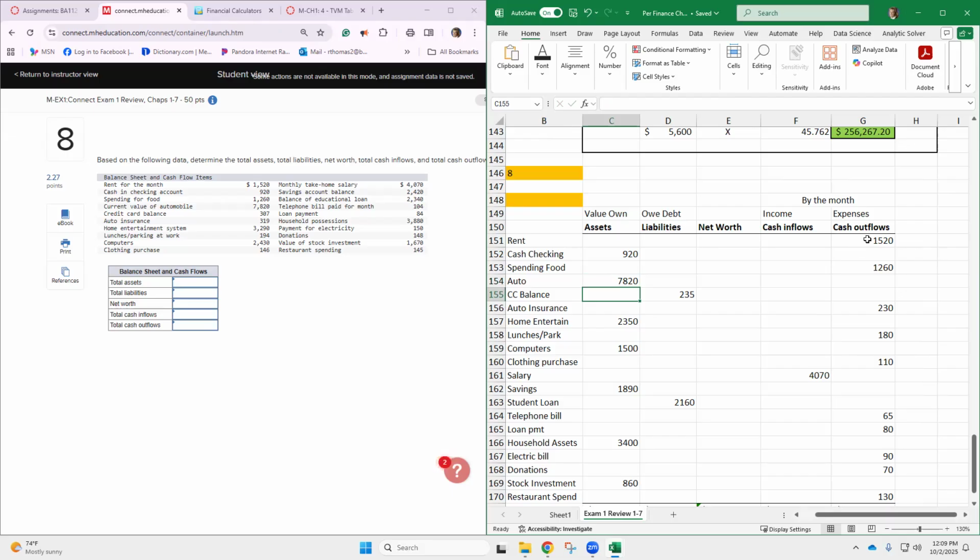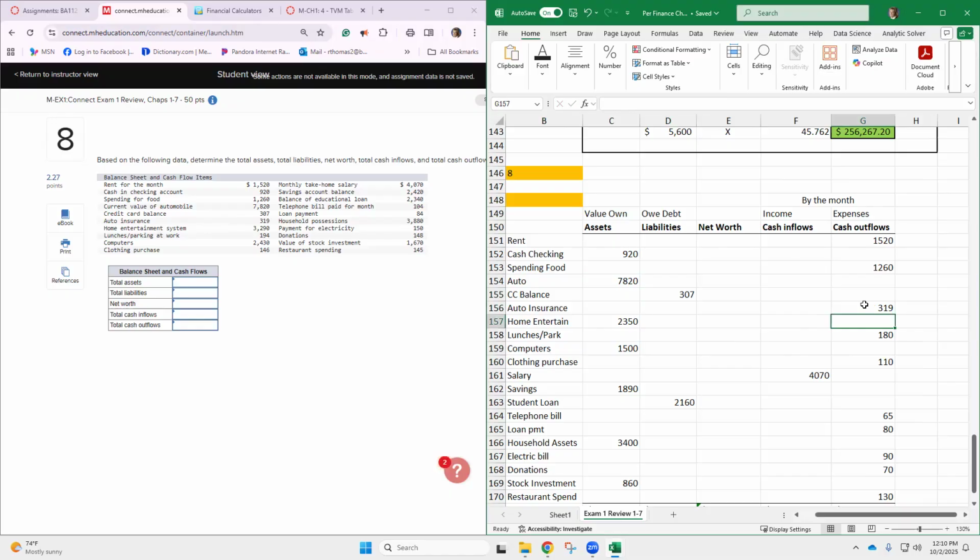So here's what I want. Make sure that you put rent under your expenses or your outflows. Make sure you put cash under your assets. Make sure you put spending for food under your cash outflows, expenses, and your automobile is an asset. Here comes your first liability. It's the credit card balance. Balance, not the payment on it, but the balance. Okay, put that in. Auto insurance, that is the payment you're making. I wish they would have been a little clearer with their words. That ought to say auto insurance payment for the month.